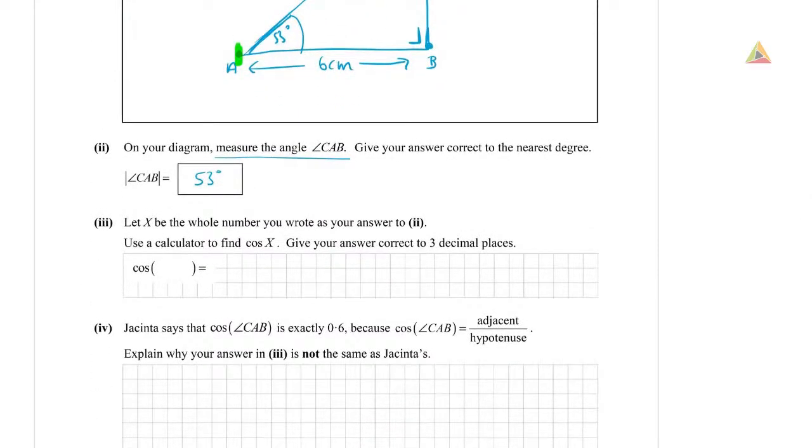Okay, so part 3: let x be the whole number you wrote as your answer to part 2. Use a calculator to find the cos of x. Give your answer correct to 3 decimal places.